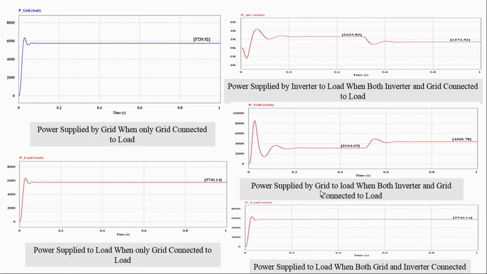This is the power supplied by the grid to the load when both inverter and grid are connected to the load. So there is a change in the grid power sharing. However, the load power would be delivered by the PV and grid. So there is a load demand. There is a change in the load demand in this case.